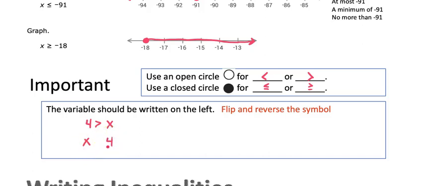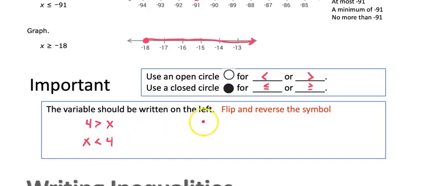But if we flip an inequality, we have to also reverse the symbol. So x is less than 4, which makes sense because 4 is bigger than x. That means x must be smaller than 4. So when we flip those over, make sure you also reverse the symbol.